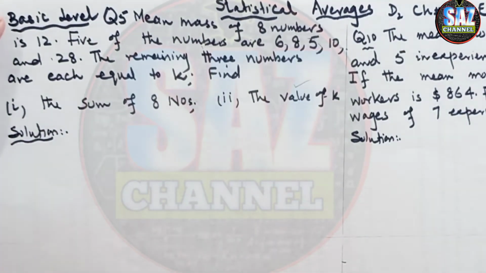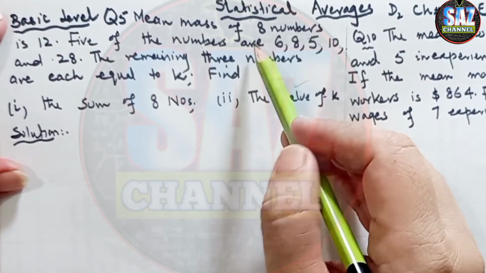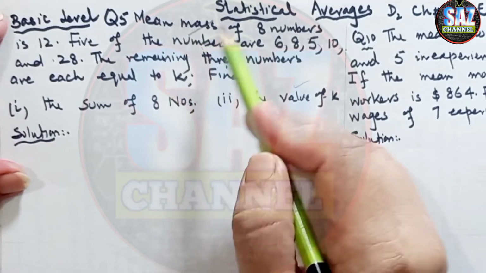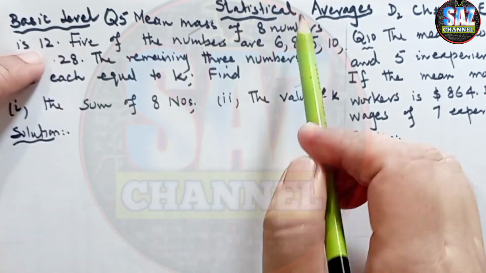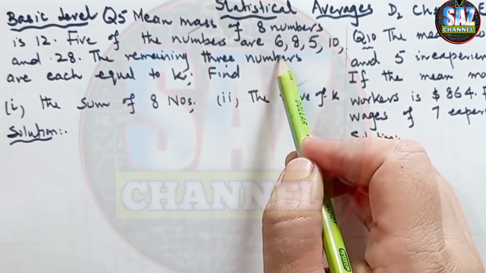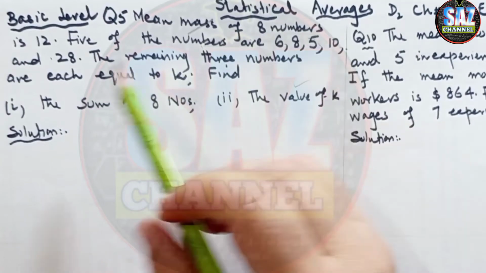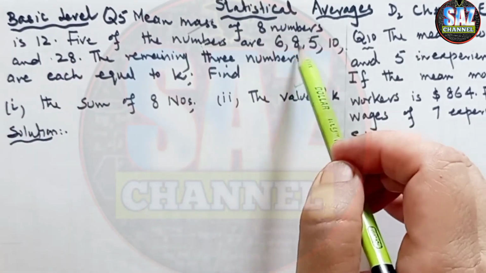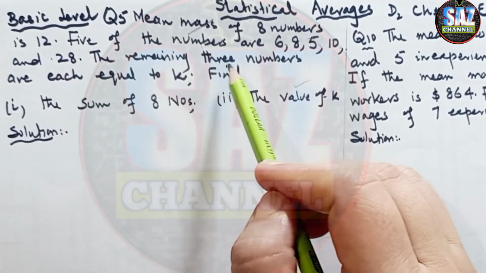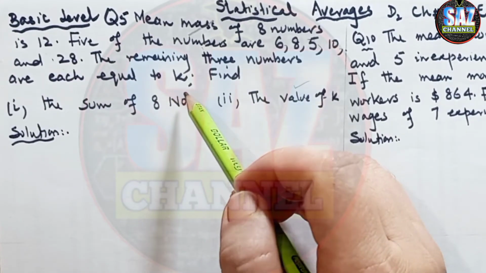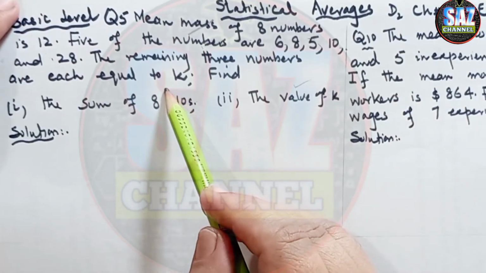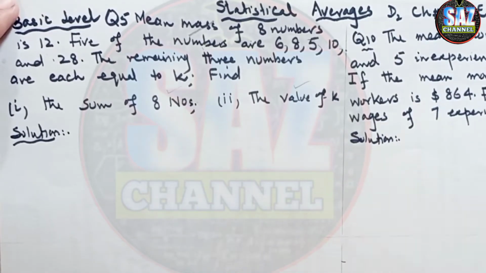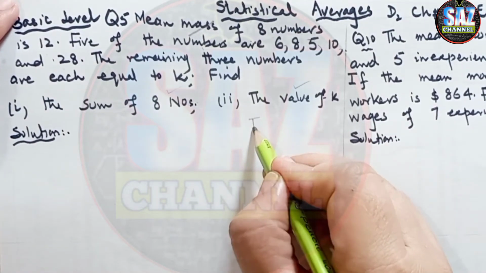Very easy question. Here in the beginning we are given a mean of 8 numbers. Mean of 8 numbers is 12, and out of those 8 numbers, 5 numbers are 6, 8, 5, 10 and 28, and the remaining 3 are each equal to k. It means that instead of the remaining 3 numbers we have to put k. Then the first requirement of the question is that we have to find the sum of 8 numbers. So here this is the thinking corner.